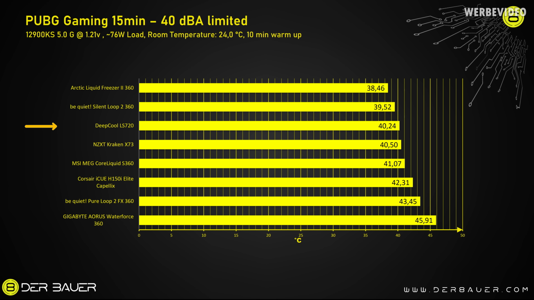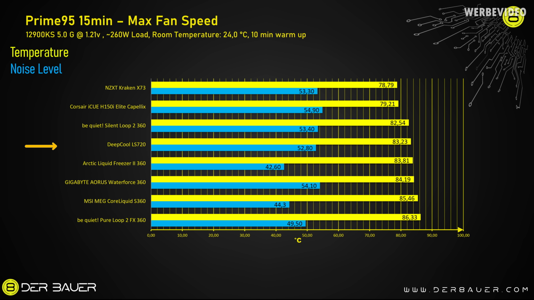Looking at our results from the gaming test, the DeepCool LS720 definitely has a very good performance with about 40.2 degrees Celsius. Under full load, the DeepCool LS720 is placed in the middle of the field with a 3.2 degrees Celsius and also with a noise level of about 53 dBA.